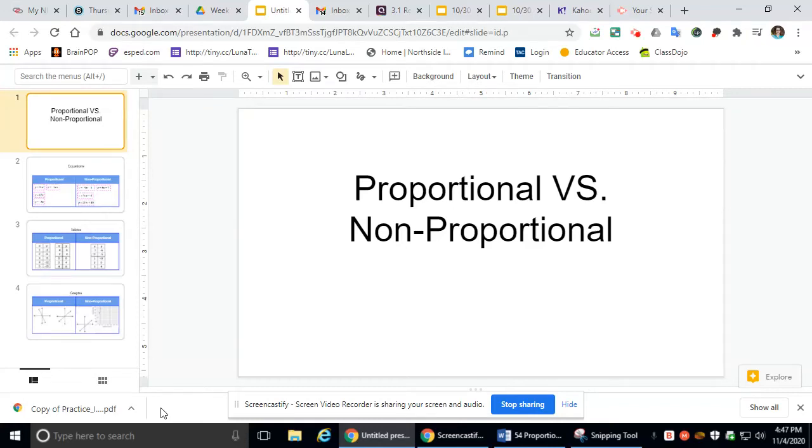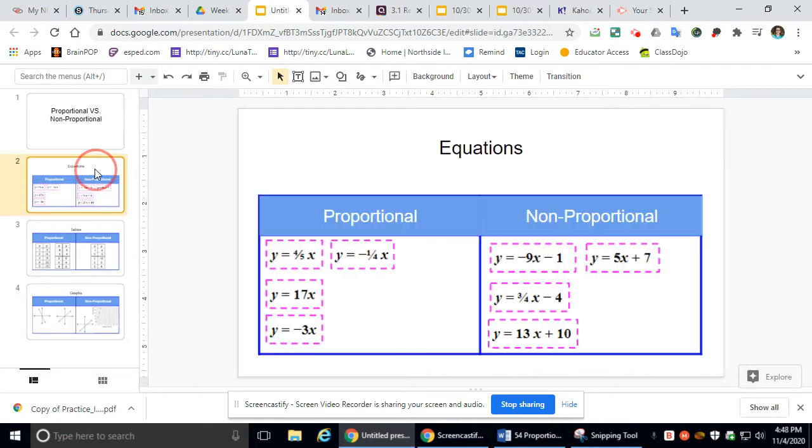Hi, everybody. Really quickly, we are going to talk about proportional versus non-proportional relationships. In equations, the proportional relationships look like y equals mx or y equals kx, which is your constant of proportionality equation. So you're going to notice that there's not going to be a y-intercept. There's no addition or subtraction of a number in here.